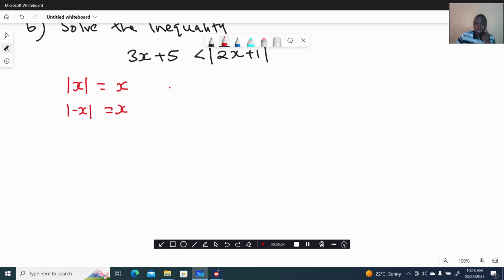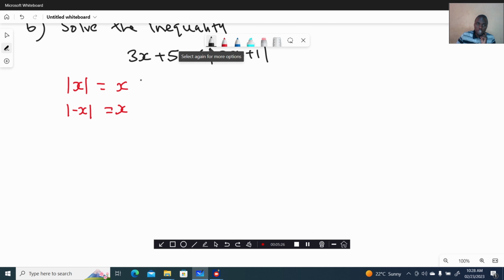So in other words, it means that mod x is always x when x is either less than 0 or x is greater than 0 or x is less than 0. So this law will always hold. So if you remember this, you stand a high chance to get the solution to this problem.